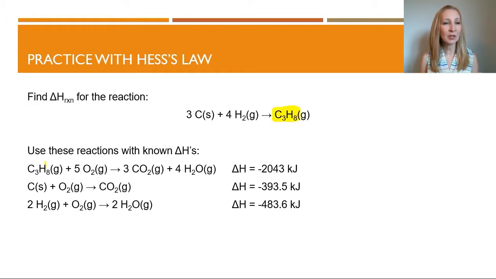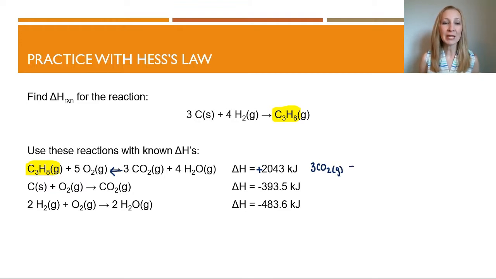The first thing I'm going to do is notice that I have this combustion of propane happening. This C3H8 is a reactant in my known equation, but it's a product in my unknown equation. So I'm going to reverse this. I'm going to flip the sign around. If I reverse the reaction, then the sign becomes a positive 2043. So it goes from being an exothermic reaction to an endothermic reaction.